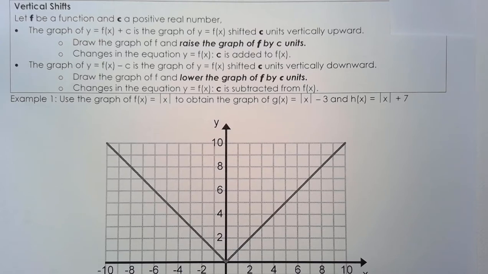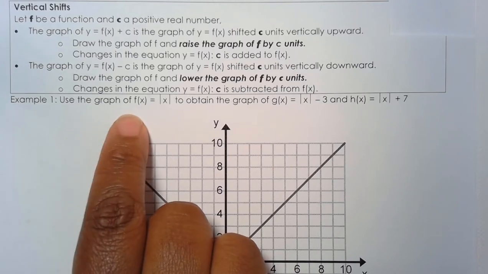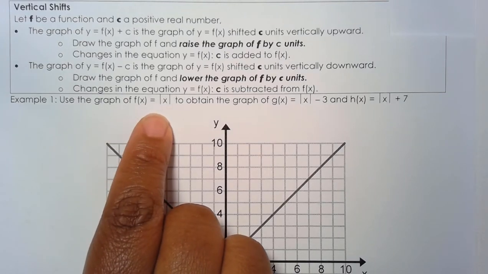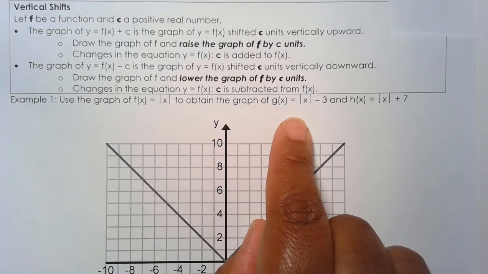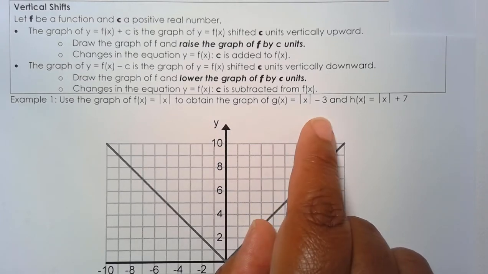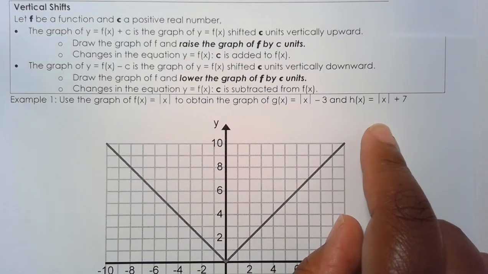So it says let f be a function and c be a positive real number. And so we have a function here. Let's look at the example. Use the graph of f of x is equal to the absolute value of x to obtain the graph of g of x equals the absolute value of x minus 3, and h of x is equal to the absolute value of x plus 7.